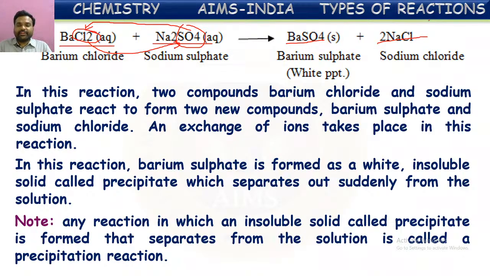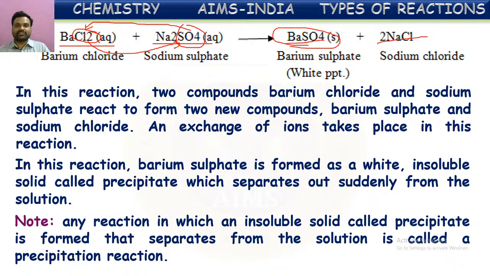So here, initially two solutions are taken which are transparent; both are liquids that seem like water. When these two are mixed, immediately a white precipitate is formed. This is because of barium sulphate, which is insoluble in water. Such reactions, in which a solid insoluble substance is formed by the reaction of two aqueous solutions, are called precipitation reactions.